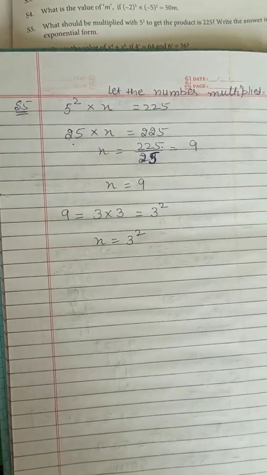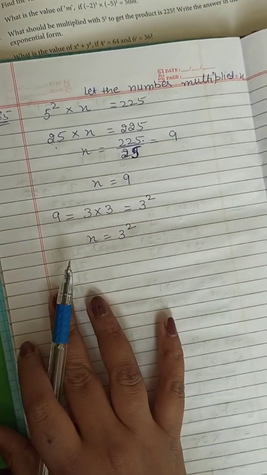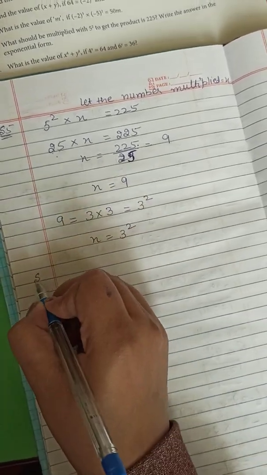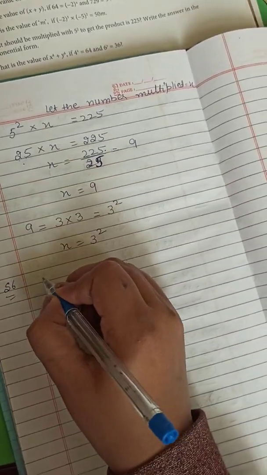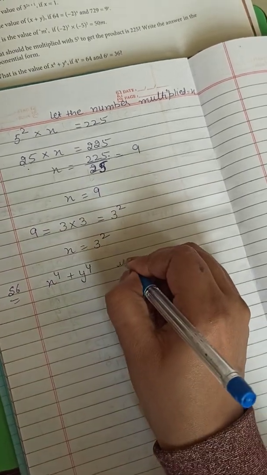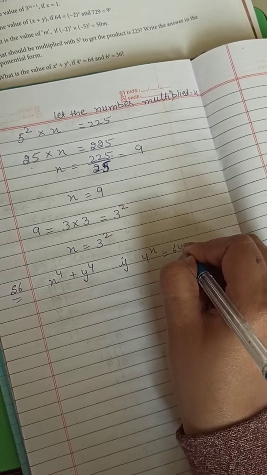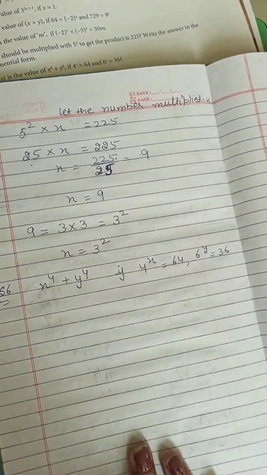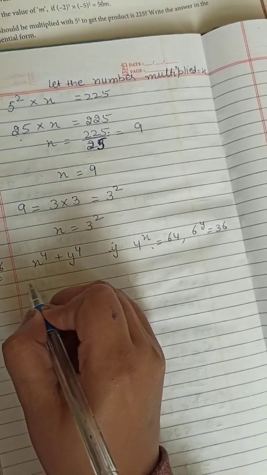Clear this one? Very easy question. And answer is x equals to 3 to the power 2. Now the next question S6. What is the value of x to the power 4 plus y to the power 4, if condition is given here, 4 to the power x equals to 64 and 6 to the power y equals to 36? So firstly what to do, we have to find the value of x and y.